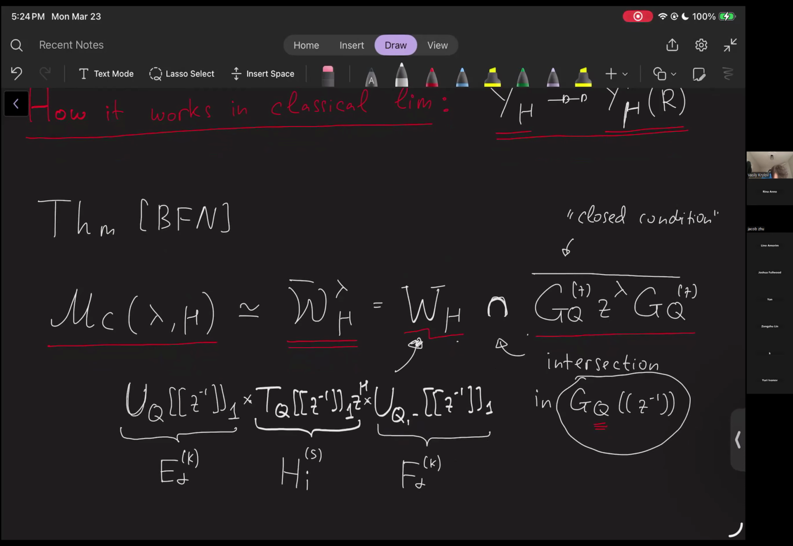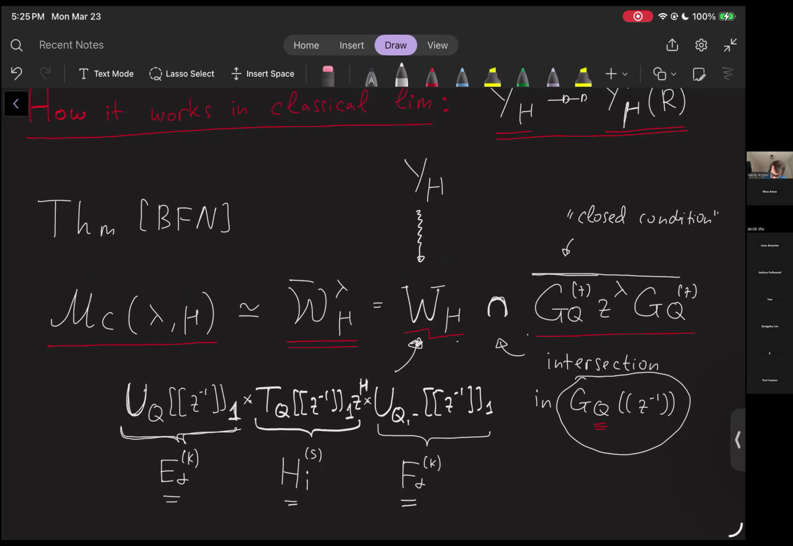So you take upper triangular matrices in Z inverse, and the one here corresponds to the fact that you want the value at infinity of this matrix to be just the identity. And the same thing with T and with U minus. And the shift mu appears here. You just multiply by Z to the mu. And definitely we have natural coordinates on all of these spaces. On the first one, we have E coordinates, H coordinates, and F coordinates. So these are literally the classical limits of... this Y mu is just the classical limit of this shifted Yangian.